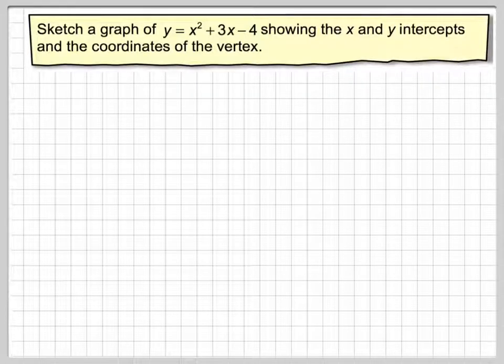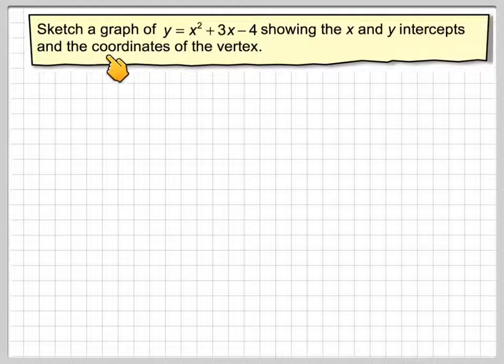Hi, what we're going to do in this video and the next video is sketch a quadratic without using any technology or any calculator whatsoever. So I'm going to ask you please to put your technology away and your calculator away and just have a pencil and a pen and a ruler handy.